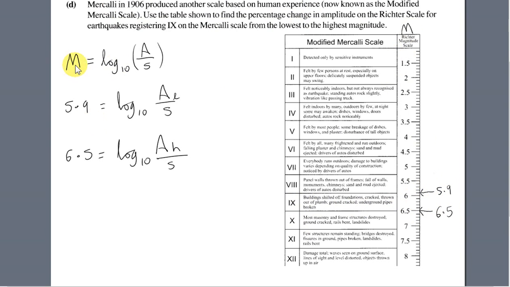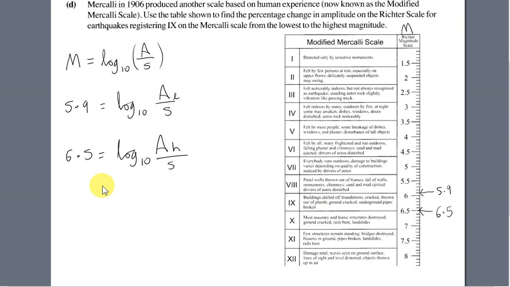So we can use this formula here to relate the magnitude of an earthquake to its amplitude. So if M is 5.9, I'm going to call the amplitude AL. You could say L for the lowest value of the magnitude for a category 9 earthquake. And when the magnitude is 6.5, I let the amplitude be AH. I suppose H for the highest value that a 9 earthquake can have. And we want to find a relation between AL and AH.